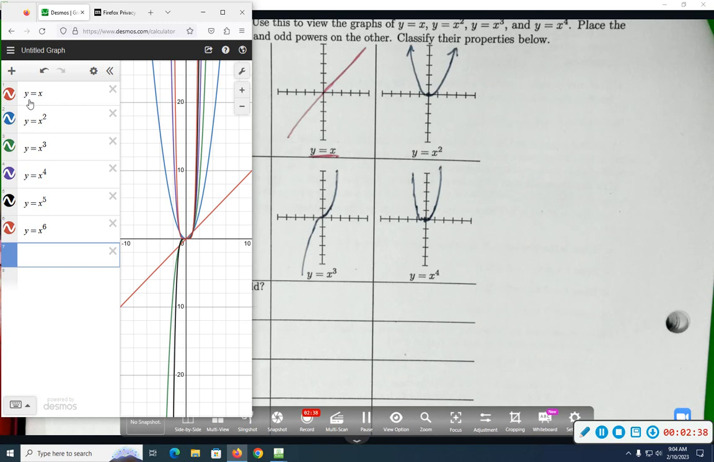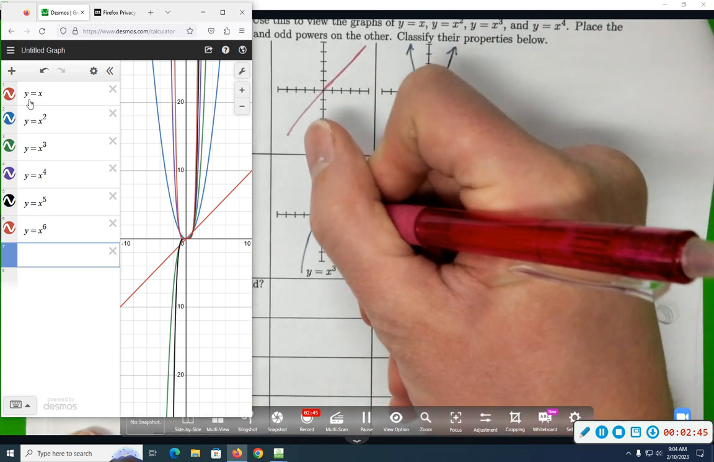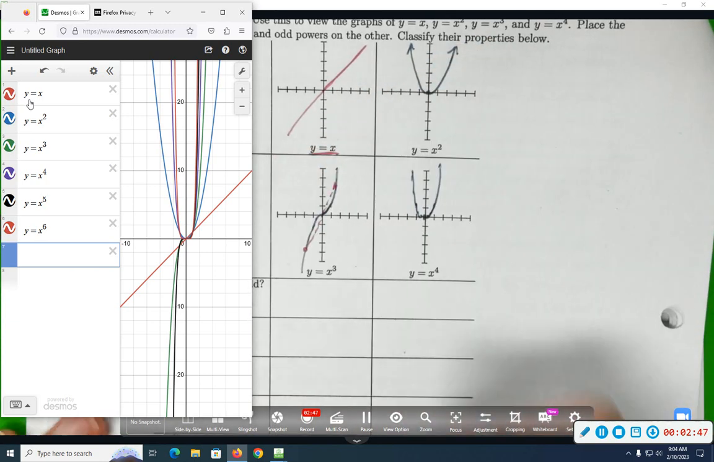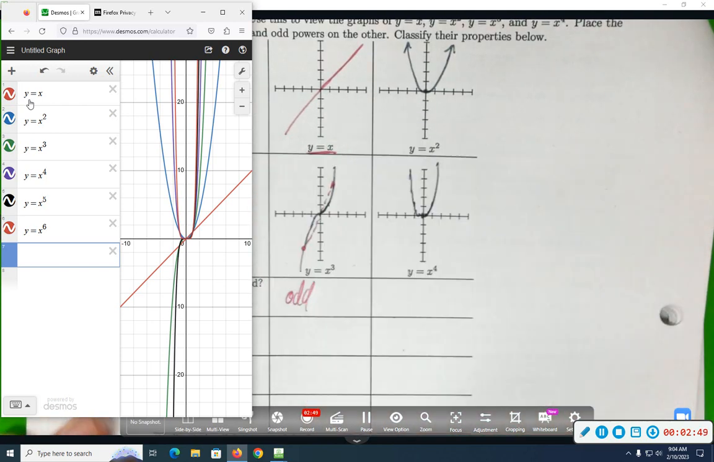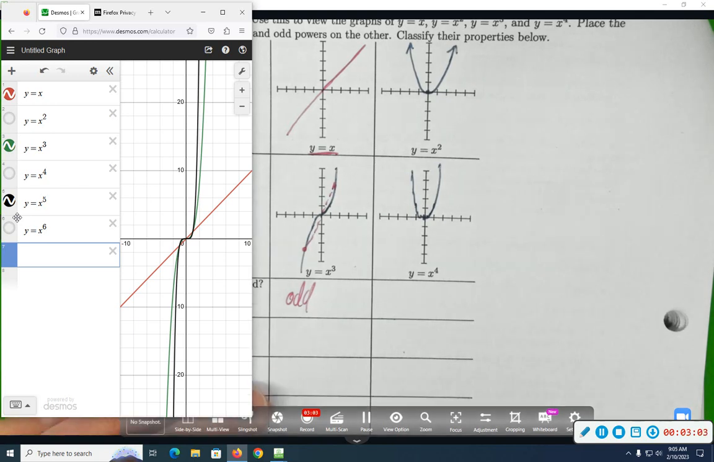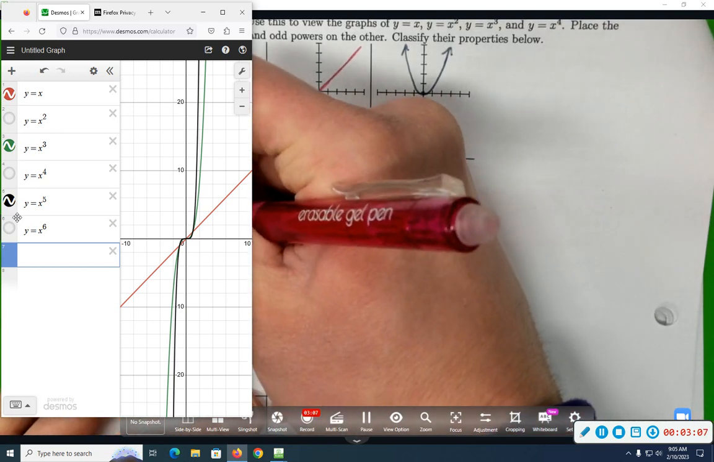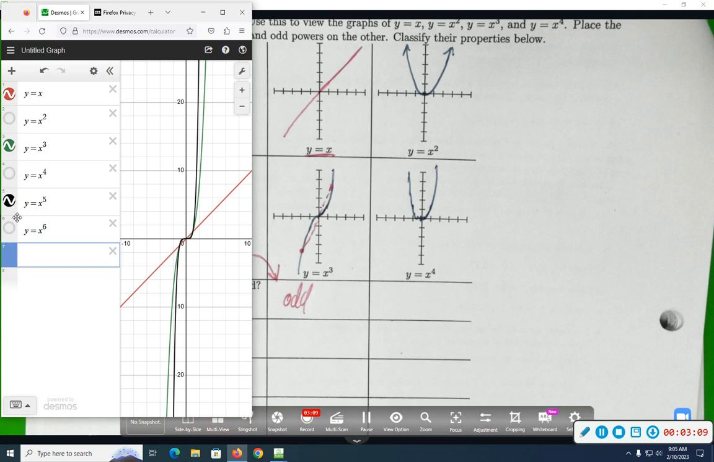Odd. If you take a point on this graph and reflect it over the origin, you get a new point on the graph. And in fact, let's take a look. Is the same true for x to the 5th? Yeah, same with x to the 7th, x to the 9th. In fact, in this column, you can put anything that looks like x to the odd power.